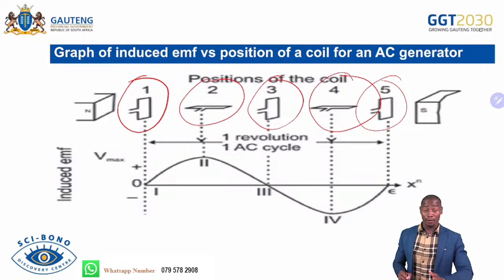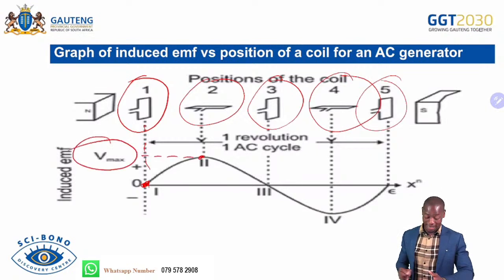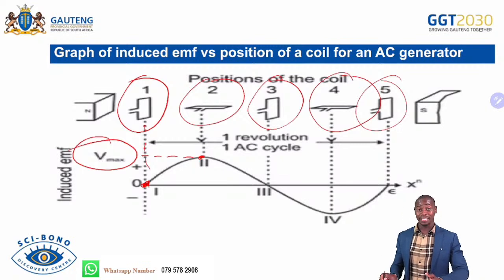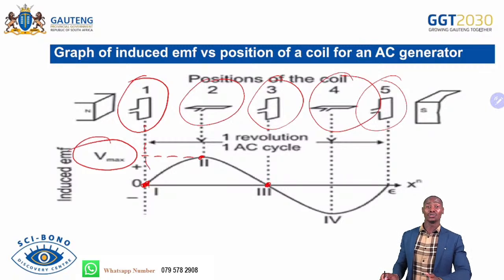So when the coil is in the vertical position, 0 EMF is induced. As you can see here, there's 0 EMF. Then when the coil is in the horizontal position, we are having maximum EMF. That is why there we are having V max. So maximum EMF is induced. So number 3, the coil is in the vertical position, 0 EMF is induced, all right? So 0 EMF is induced.